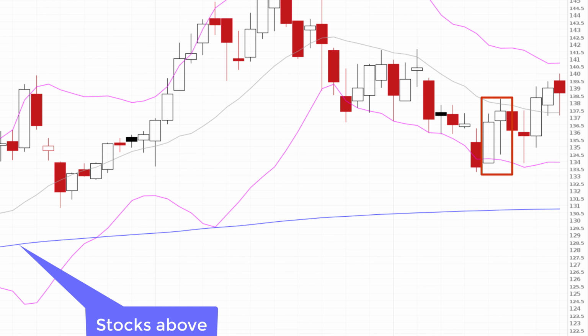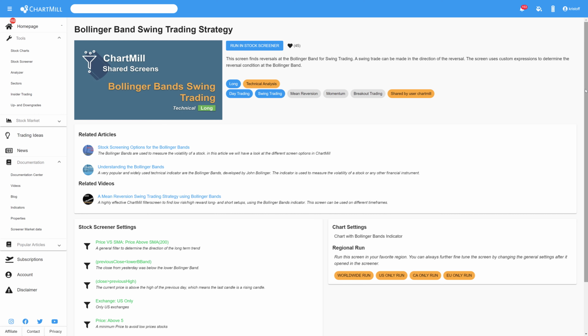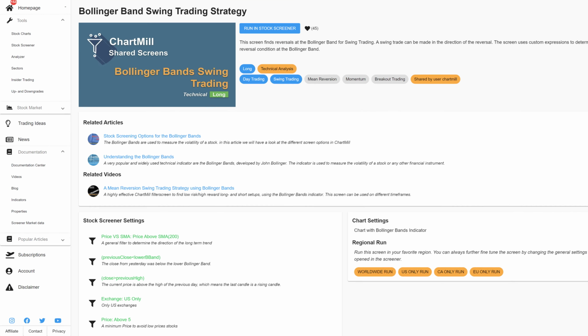This screen uses a number of custom filters in addition to the standard filters available in ChartMill in order to define the specific setup. The first part, specifying that yesterday's close should be lower than the lower Bollinger Band, for example, is defined in the screener as previous close lower than the lower Bollinger Band. The last candle, which again must close higher than the high of the previous candle, is defined as close bigger than the previous high.